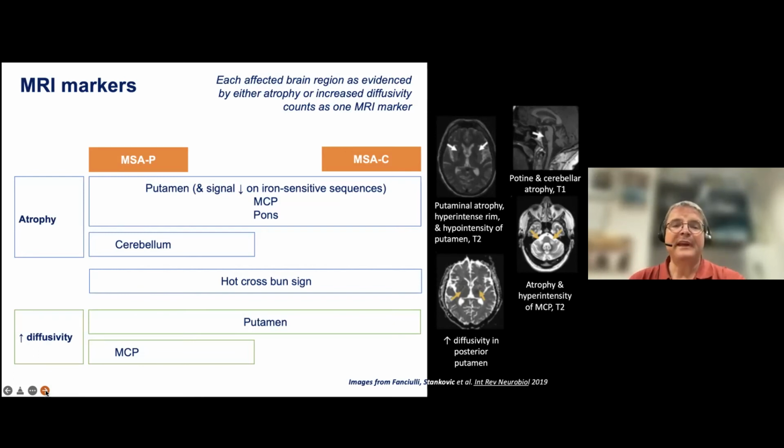Could be atrophy in different regions of the brain that are involved in MSA, particularly including the putamen, the middle cerebellar peduncle, MCP, and pons, as well as the cerebellum. There could also be the hot cross bun sign, which is present in 30% of patients with MSA, particularly of the cerebellar type. And there is also increased diffusivity in the putamen and the middle cerebellar peduncle, as shown here in some of the representative MR images.